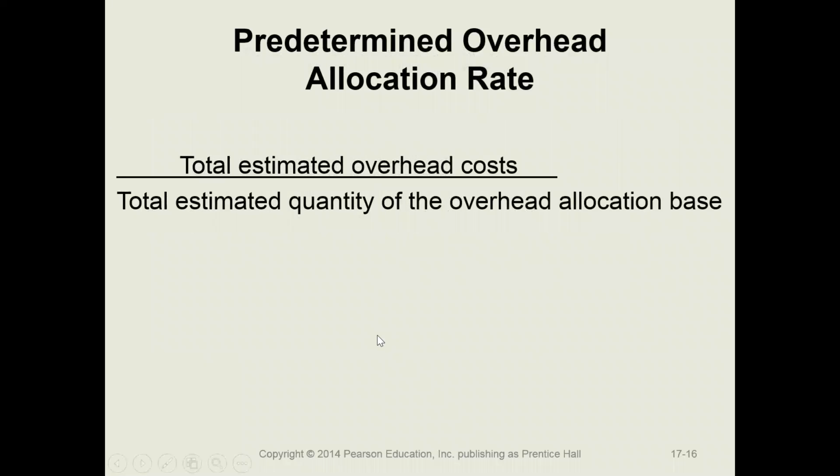Okay, so the predetermined overhead allocation rate formula is: the numerator is the total estimated overhead costs. So again, at the beginning of the period, you need to estimate how much overhead cost there's going to be. And then you divide that by the total estimated quantity of the overhead allocation base. So whatever way you spread out the overhead, that's the overhead allocation base.